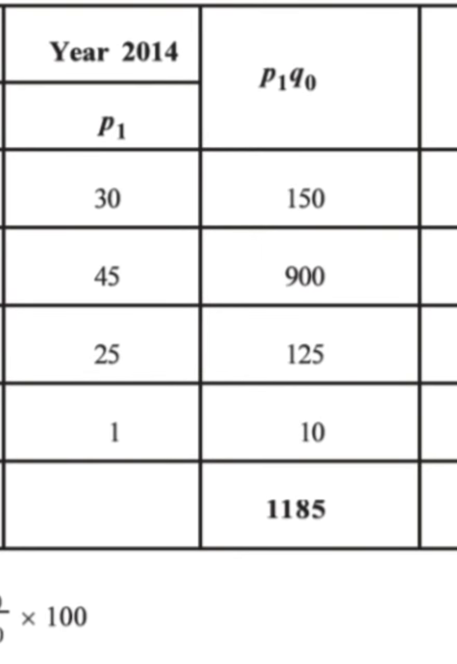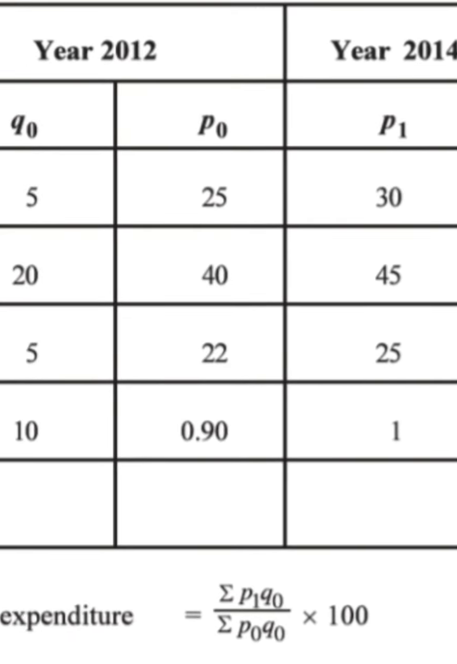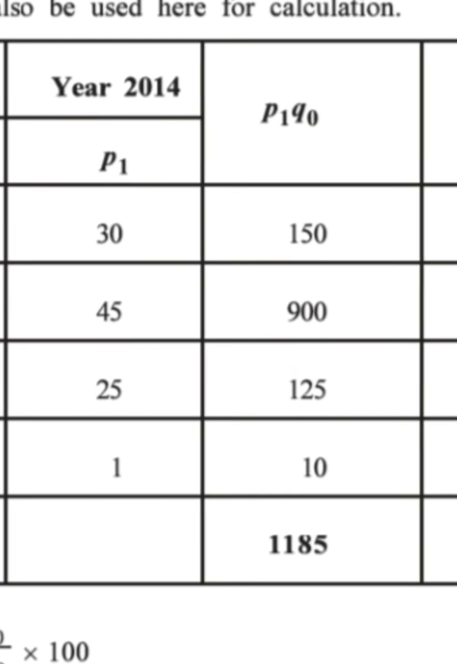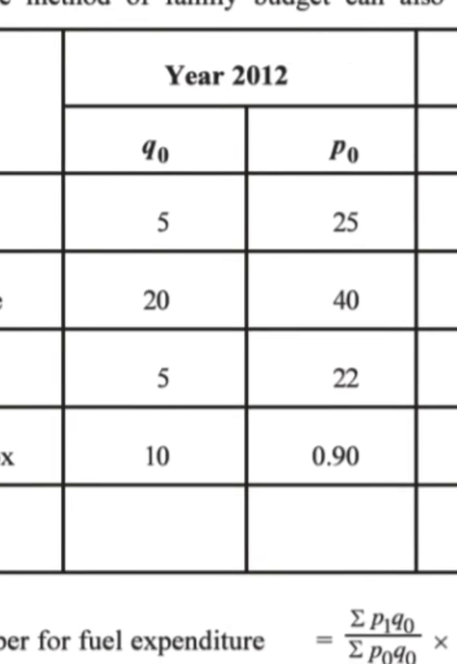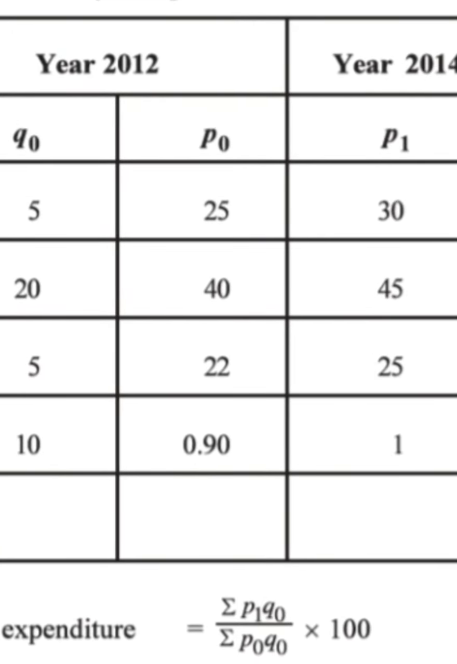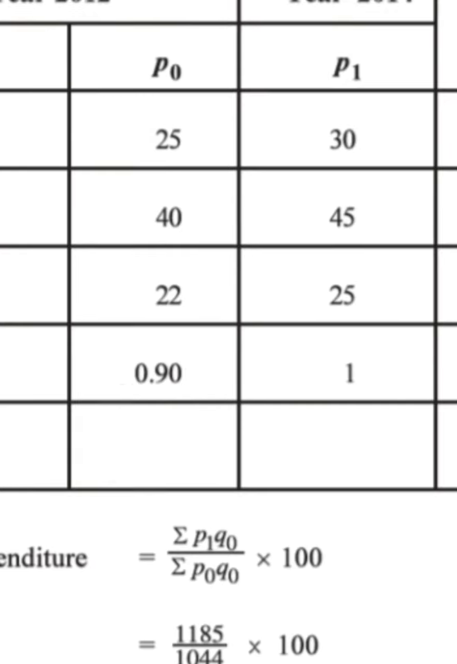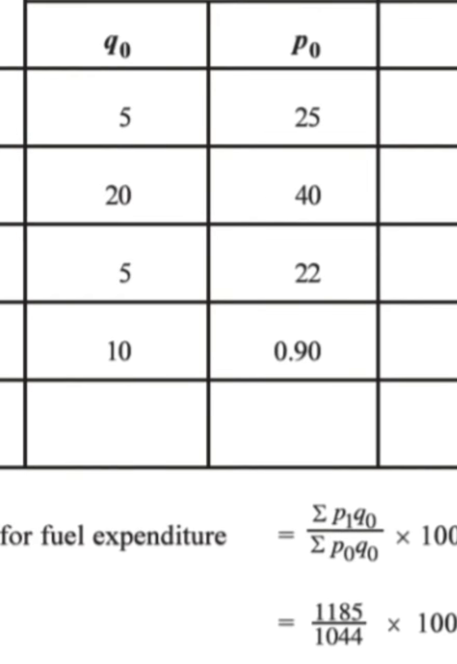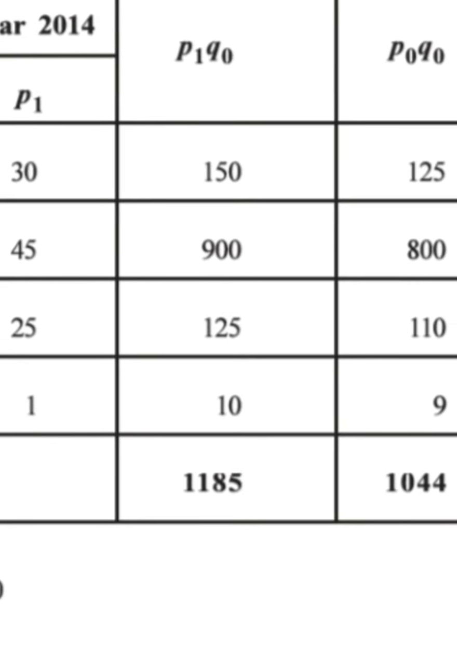So the next column is P1 Q0. P1 is 30, and your Q0 over here is 5. 30 multiplied by 5 will give you 150. Subsequently, for kerosene, 20 into 45 will give you 900. Then 5 into 25 will give you 125. Then 10 into 1 will give you 10. Sigma P1 Q0 you would find is coming up to 1185. That is P1 Q0 for you.